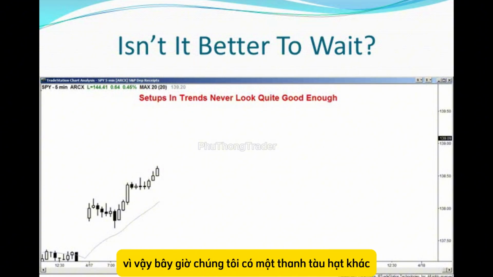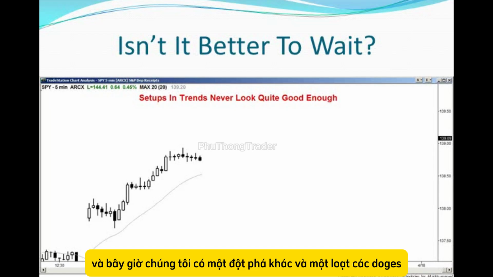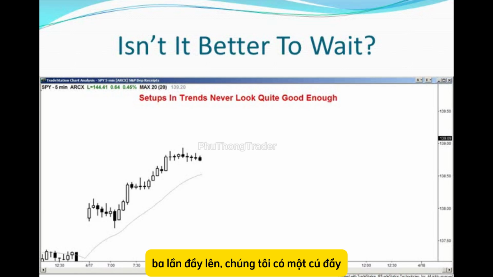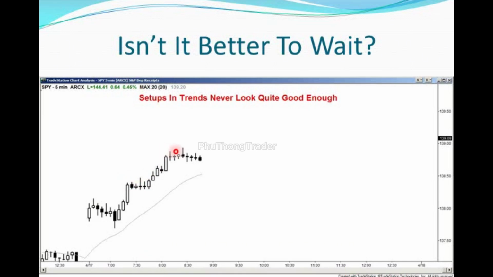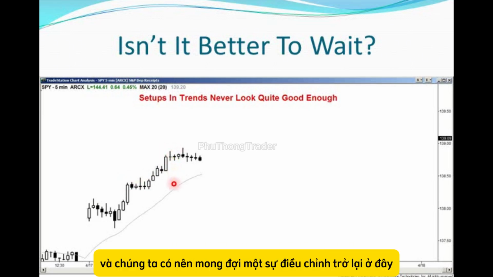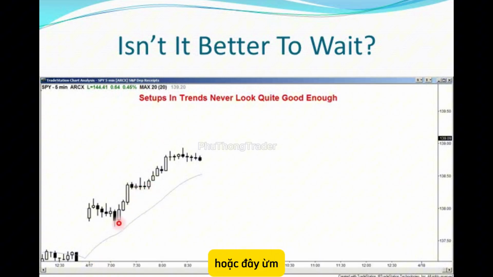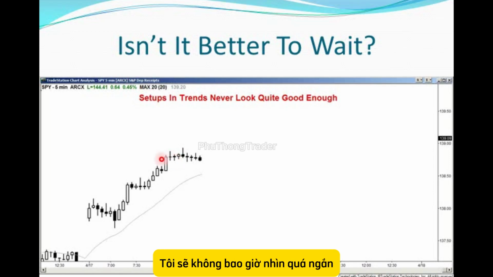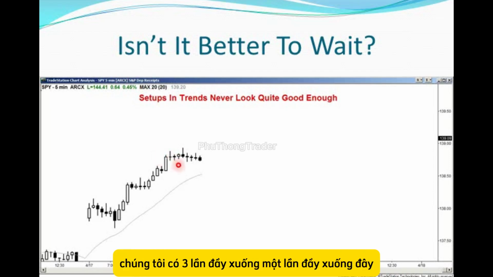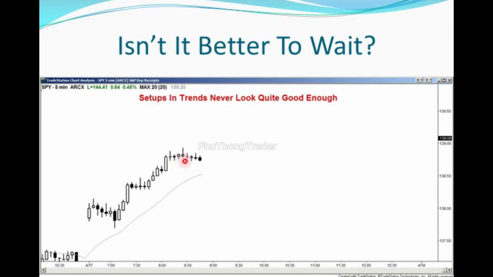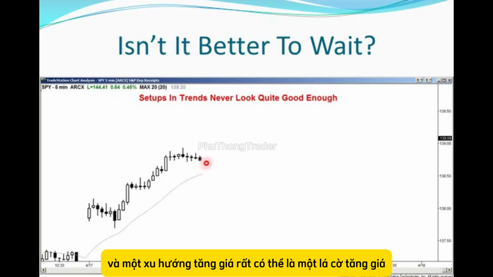Okay, so now we got another trend bar, and now we got another breakout and a bunch of dojis. So we're entering into a tight trading range. 3 pushes up. We have a push, and then here's the second push, and then the third push. These 2 bars. So is it a wedge top, and should we expect a correction back down here or here? The channel up is so tight that I would never look to short. We have 3 pushes down, 1 push down here, second push here, third push here. So it's a triangle and a bull trend. Could very well be a bull flag.